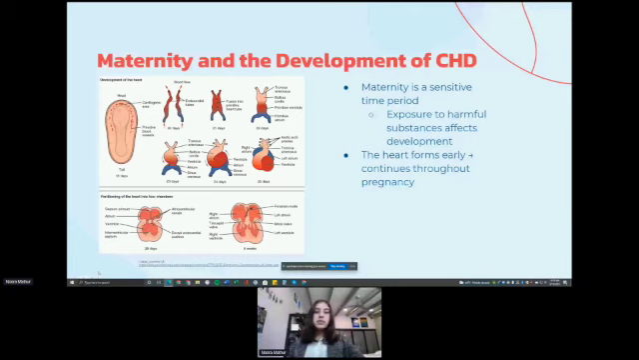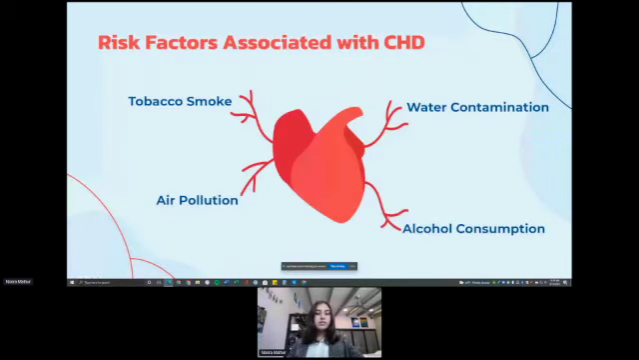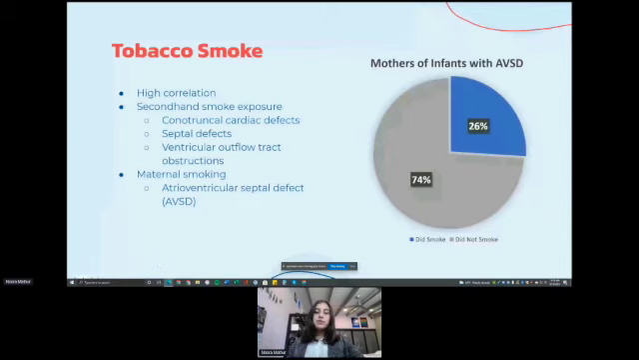The environmental risk factors I explored throughout my research were tobacco smoke, air pollution, water contamination, and alcohol consumption. Tobacco smoke has the highest correlation to the development of heart defects. The greatest risk occurs during the periconceptional period, or 3 months before pregnancy through the first trimester.